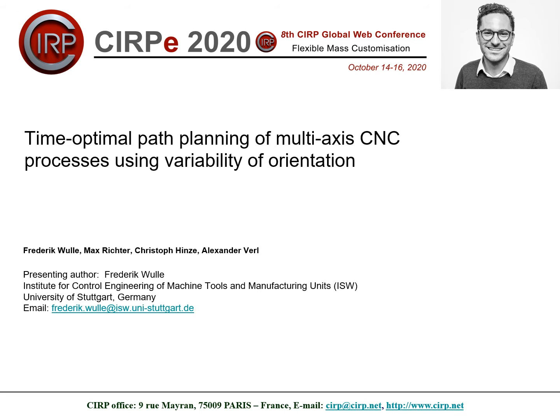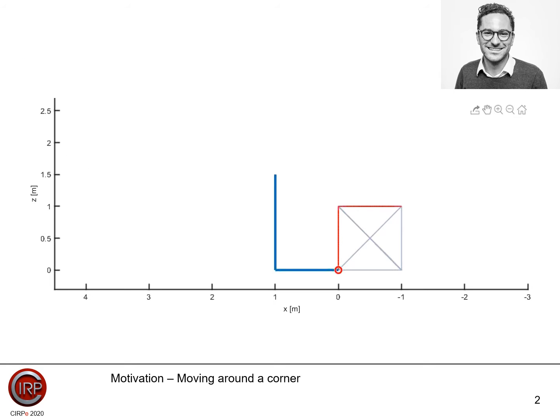To explain what this topic is about and for which technology you can use it, I give a little example. This example consists of a 3-axis kinematics with 2 translational axes and 1 rotational axis. The tool center point is marked by a red circle and the paths by a red line.